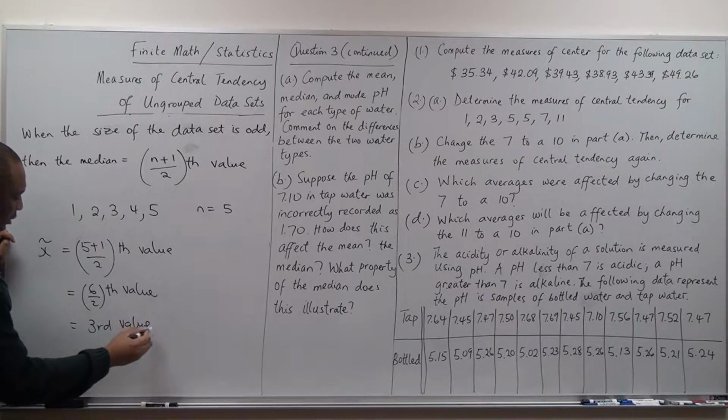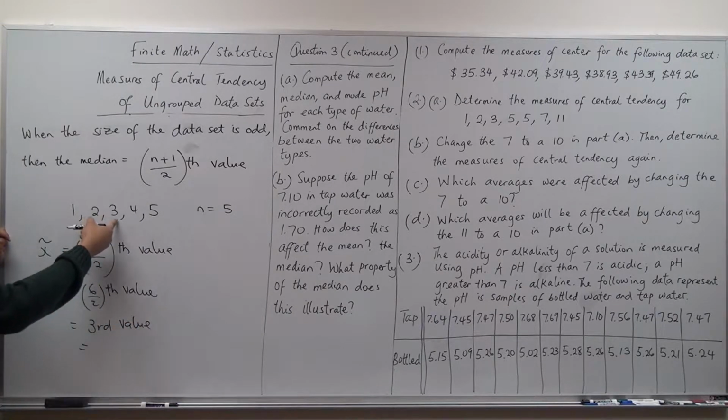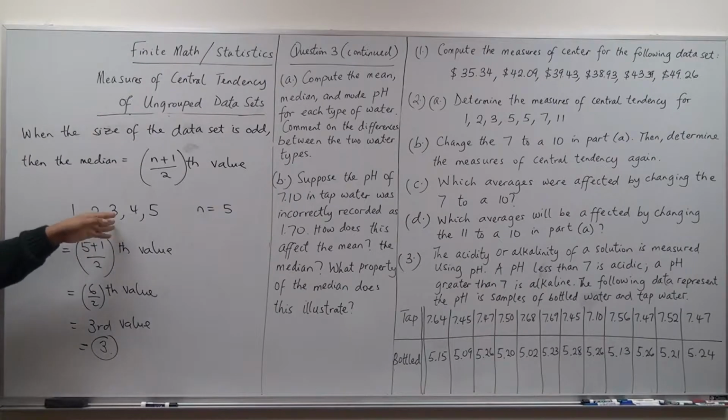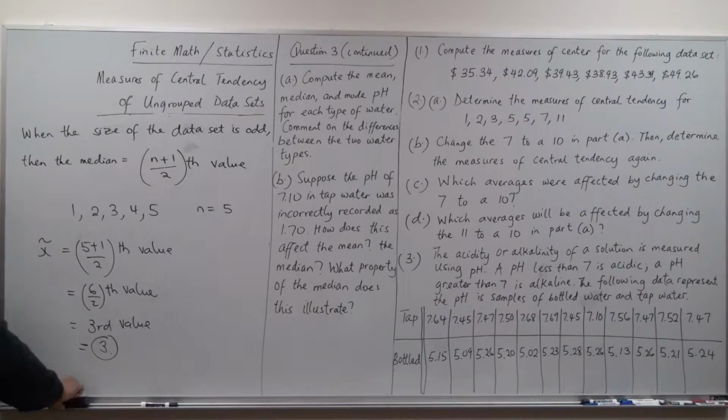And our third value is what? Our third value here is 3. Now, don't be confused just because it's 3. Therefore, the third value is 3. Don't be confused by that. Third and then 3, no, it doesn't work that way. Let me show you another example.